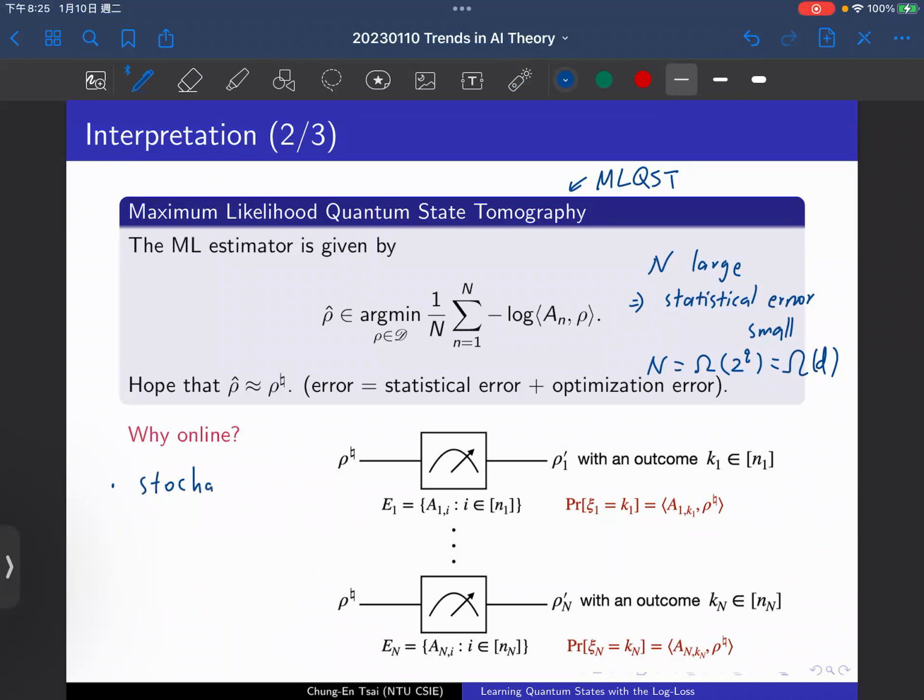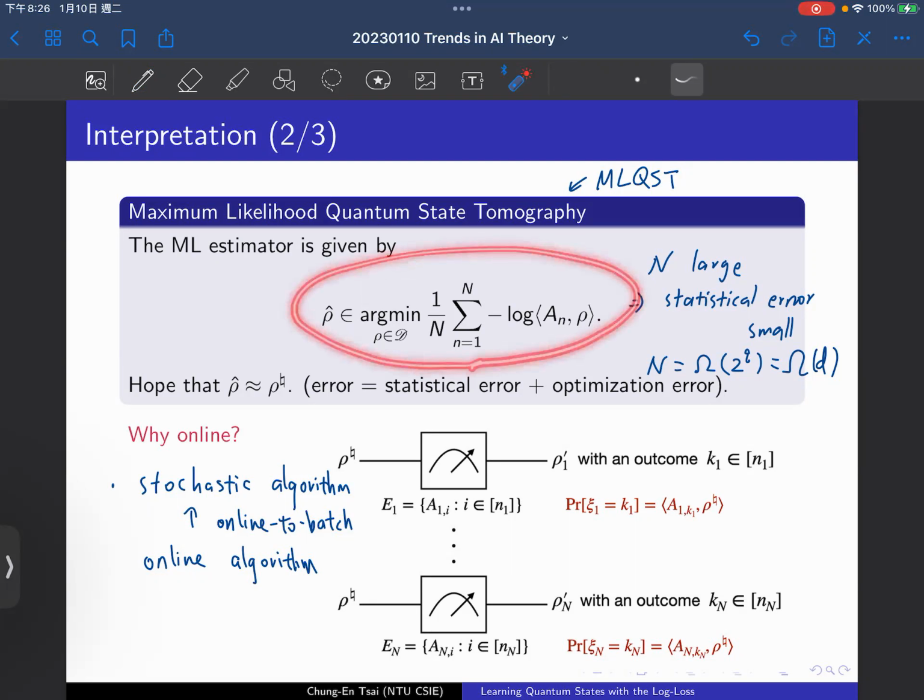And then you can use a technique called online-to-batch to transform an online algorithm into a stochastic algorithm that provably converges. Therefore, this is one motivation for considering the online version: to design stochastic algorithms for solving the MLQST problem.